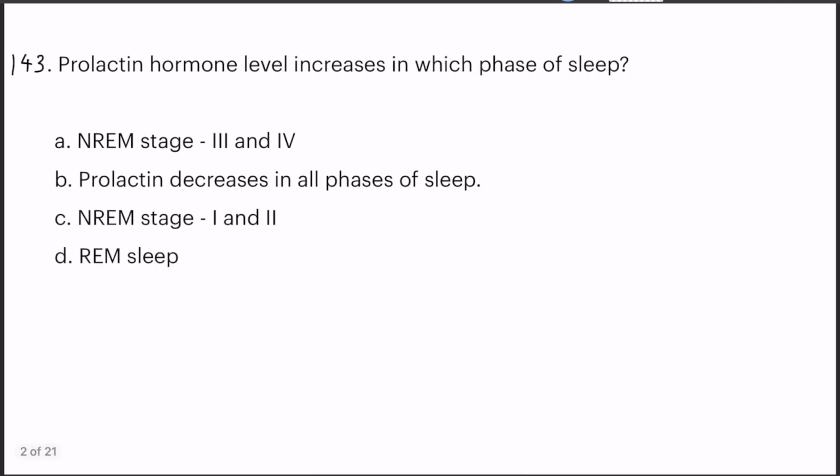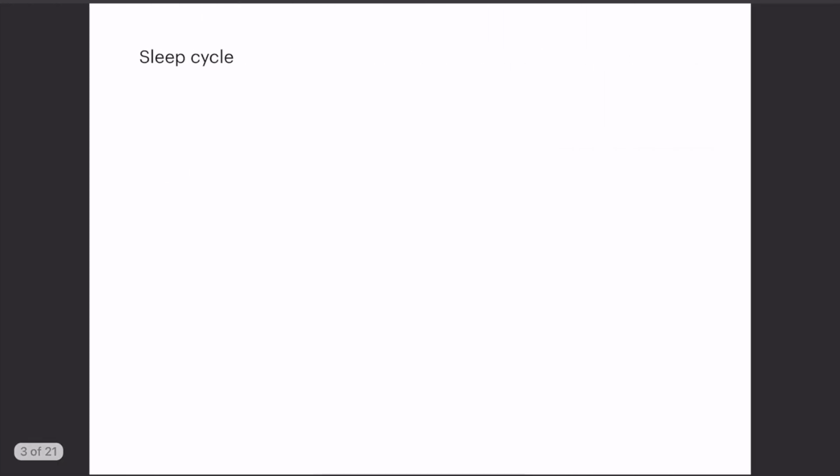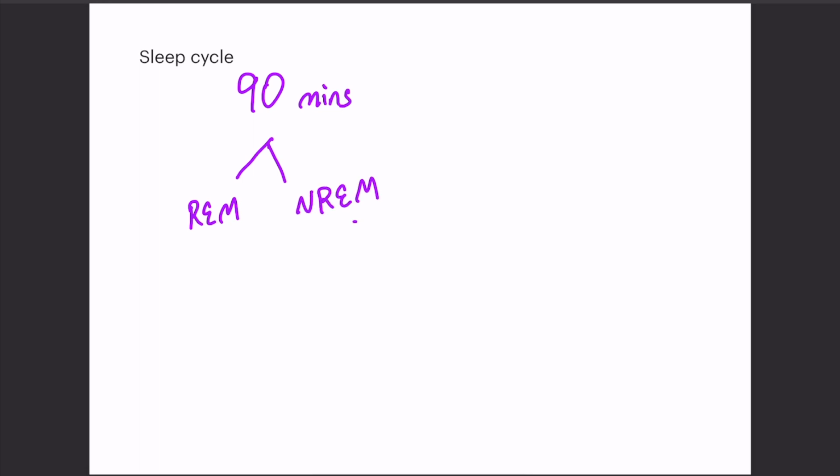Physiology. Prolactin hormone level increases in which phase of sleep? So before we go to the answer, prolactin is a pituitary hormone, and we will see what a sleep cycle is. Sleep cycle is 90 minutes. There are two types of sleep, REM and NREM. NREM had 4 stages, 1, 2, 3, 4, but now the nomenclature has been changed, N1, N2, N3, and that's it. 3 and 4 constitute N3.